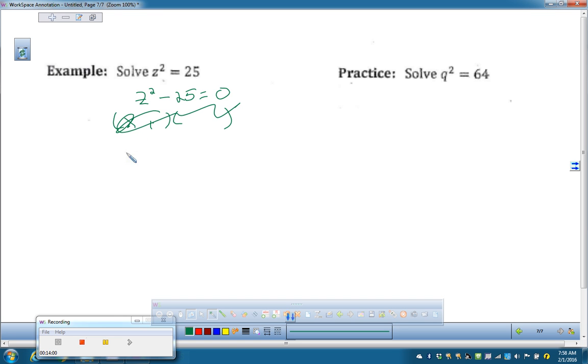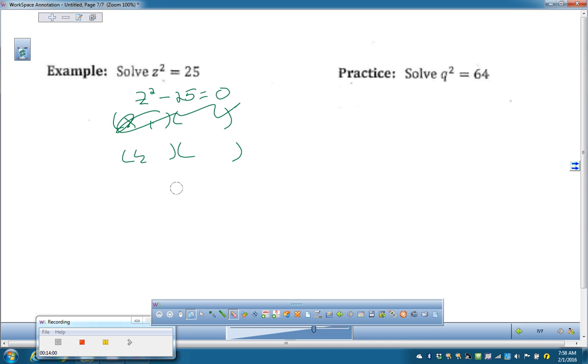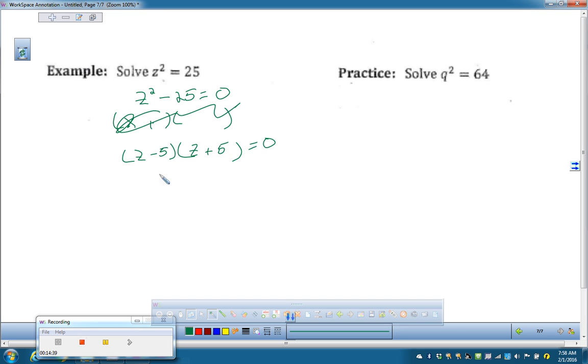Z, whoops, z, not x, right? That's a z. Can you tell that's a z? No, me neither. I'm getting sloppy. Okay. So you get z minus 5, z plus 5 equals 0, or z equals 5, I wrote z, or z equals -5.